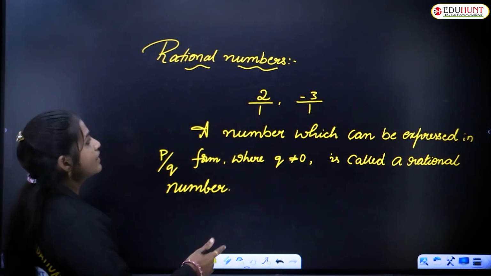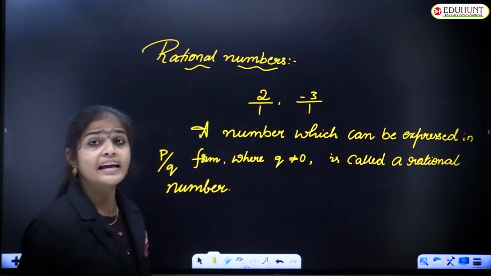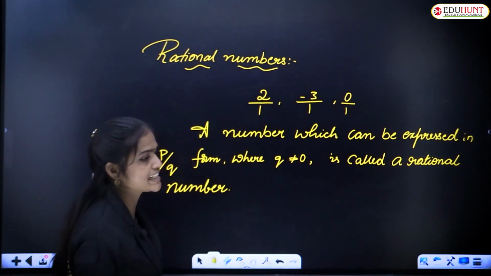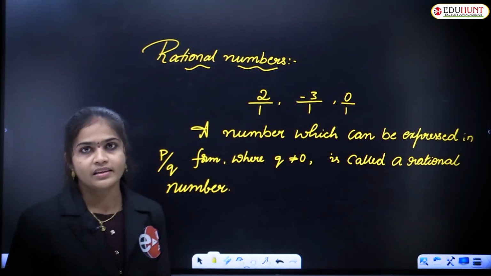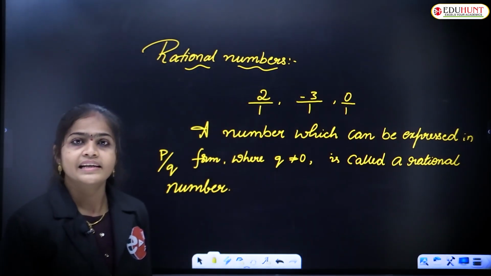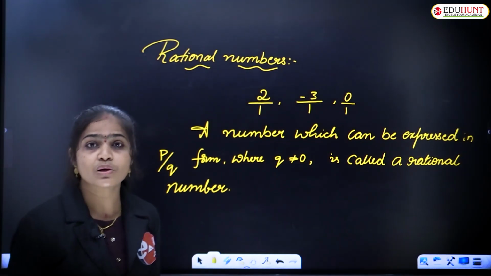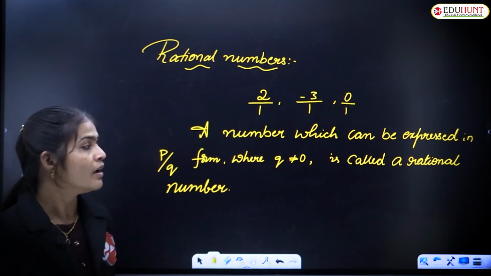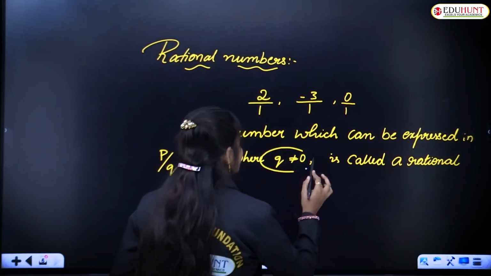So that's why minus 2, minus 3, minus 4, any integer, even 0 also, we can write in the form of a fraction by taking 1 as its denominator. So we can say that all the integers are rational numbers. Each and every rational number we can express in that p by q form. And here I gave one condition. What is that? q not equal to 0.